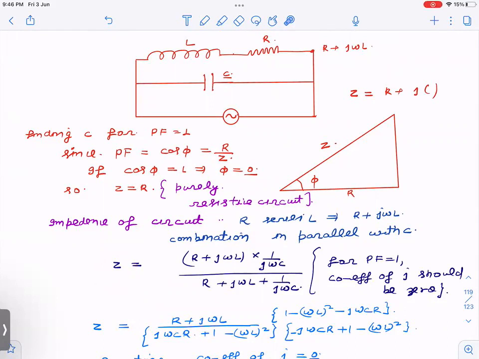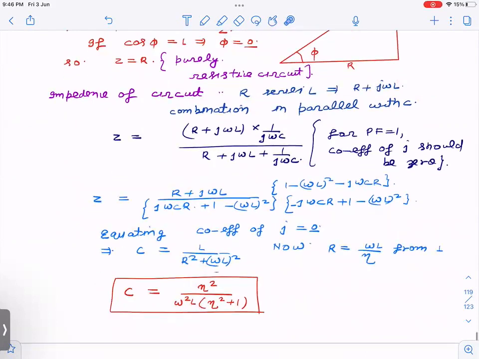After that it is just the calculation. You can multiply by the conjugate in the numerator and denominator. That is what I have done here. After that, you can equate the coefficient of j to 0. If you do that, you will get this. Some calculation steps I have skipped; you can verify this. After that, since R is not given, the answer is in terms of L and omega. So we will use the first equation where we found omega L equal to eta R. We will eliminate R from this and we get this as the answer.